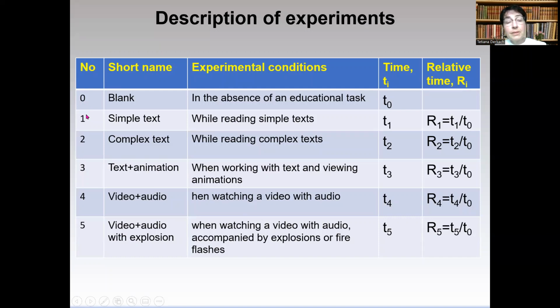For each experiment, the reaction time T of individual students was determined and the average reaction time for a specific group of students. The relative values R were used instead of absolute values to minimize the impact of students' individual characteristics. Relative values were normalized at the reaction time of the blank experiment.